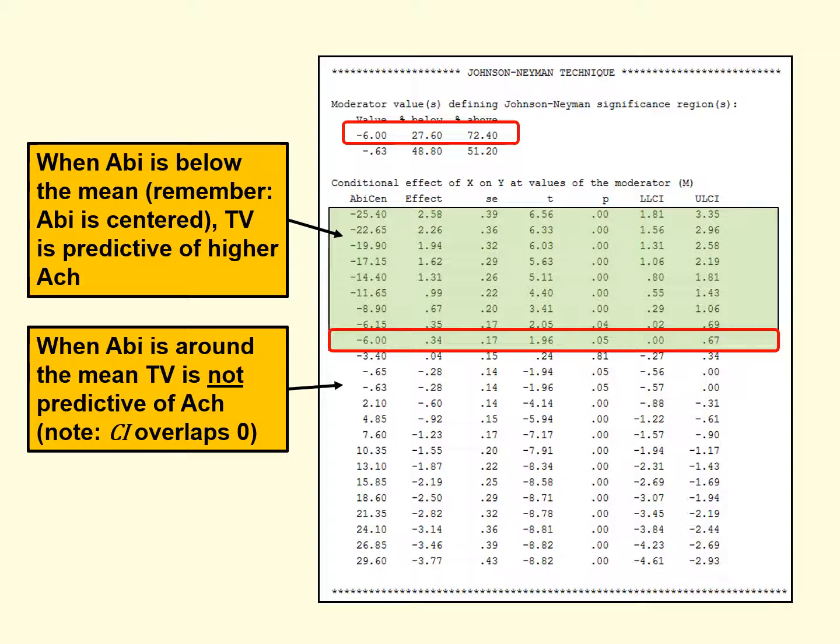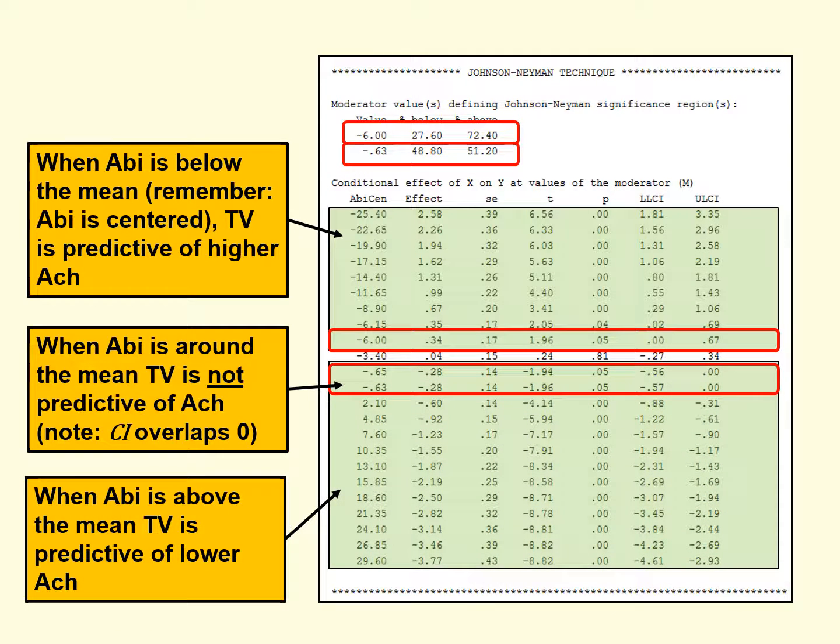Now, around the level of where ability is at the mean, television is not predictive of achievement. Here, note that the values for the effect are close to 0, the significance levels are right marginally at 0.05, and the confidence intervals for these effects overlap with 0. So you might say right around the level of ability being at its mean, it's questionable whether there's much of a relationship between television watching and achievement.